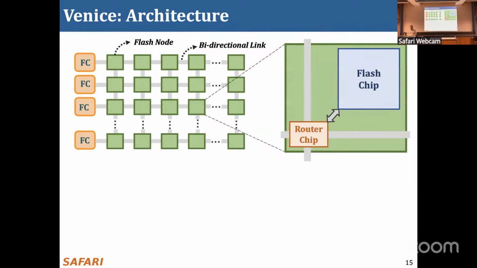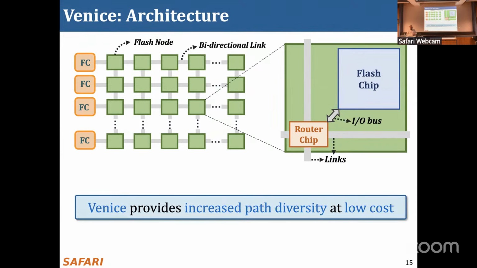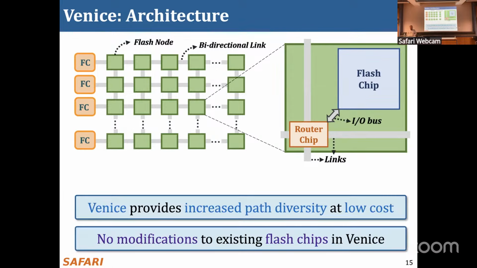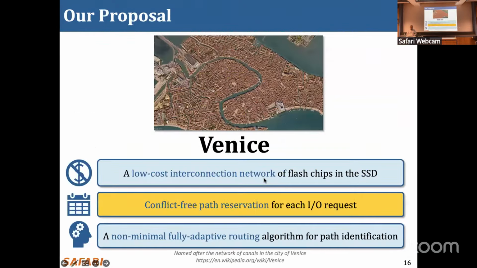So a flash node is another structure, which is a flash chip connected to a router chip. The flash chip is connected with 8 I/O pins or so to the router chip, and router chips are in the network. That's one big difference here, because we didn't want to complicate the flash chip. So Venice provides increased path diversity at low cost and no modification to existing flash chips. So that's the architecture.